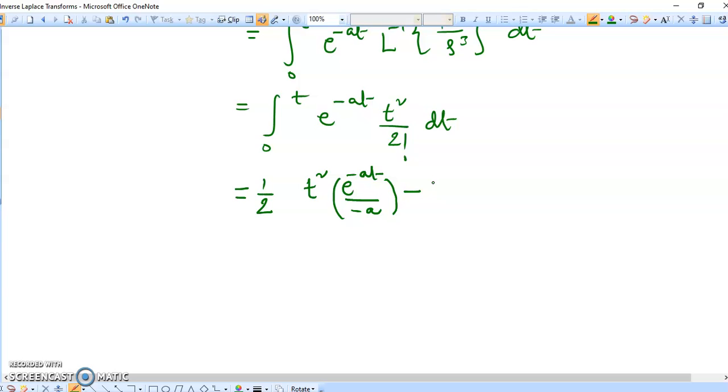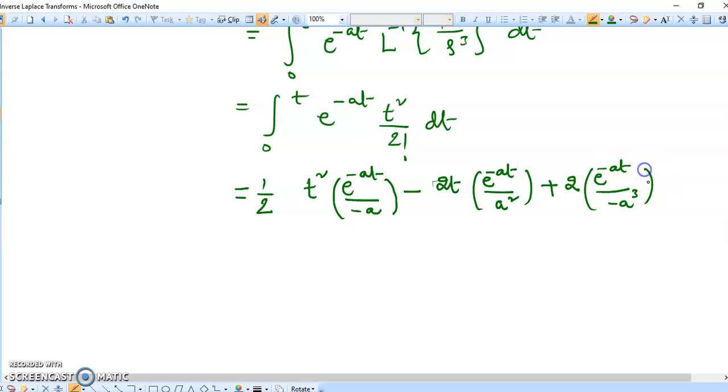So integral uv formula I am using. Now the derivative of t square is 2t, and the integration of e power minus at is e power minus at by minus a. Already minus a is present, so it will be a square. Now I will put a plus sign, so you can observe the alternating minus plus minus plus signs we are getting. 2t derivative is 2, and e power minus at integration is e power minus at by a square into minus a, which is minus a cube.